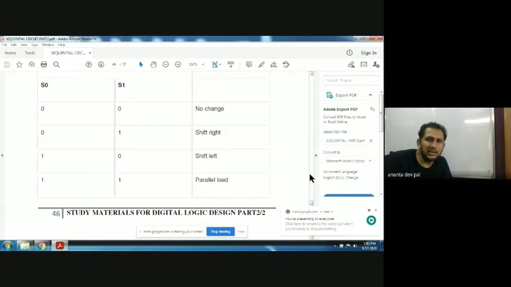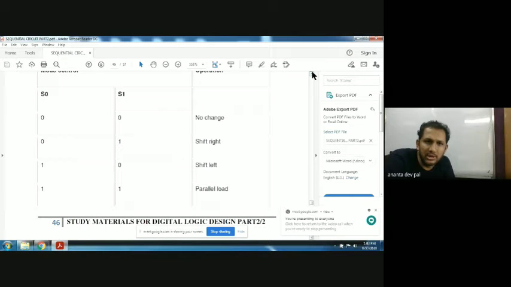Consider the operations here: for 0 0, no change. For 0 1, shift right. For 1 0, shift left. For 1 1, parallel load. For 0 0 the number 0 pin is activated, for 0 1 the number 1 pin is activated, for 2 the shift left is activated, and 1 1 is for parallel load.